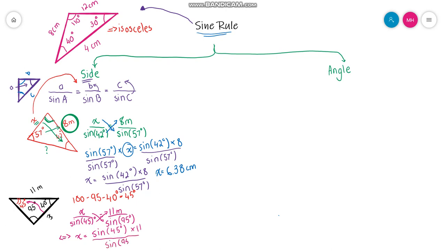I'll tell you why. Because we multiply these, and then we have to divide both sides by sine of 95. Now when we do that, we get sine of 45 multiplied by 11 divided by sine of 95, and the answer we have to round to two significant figures, and in this case x will be equal to 7.81 meters. Okay, so that was this video.